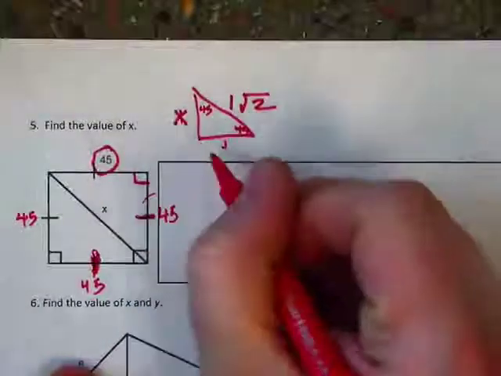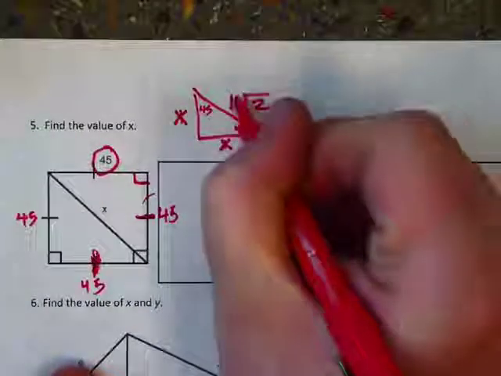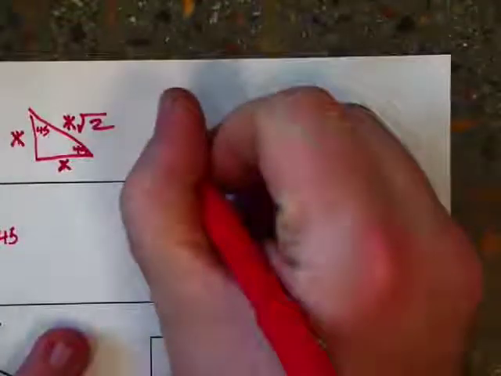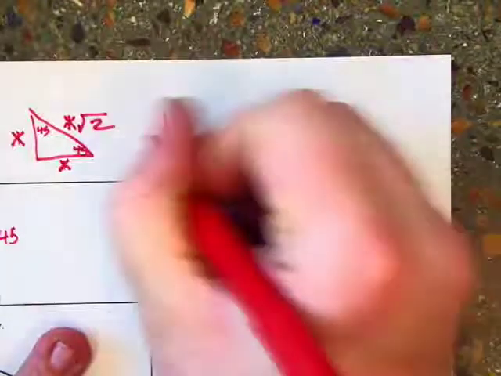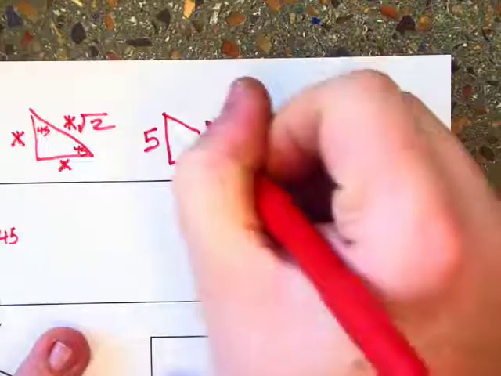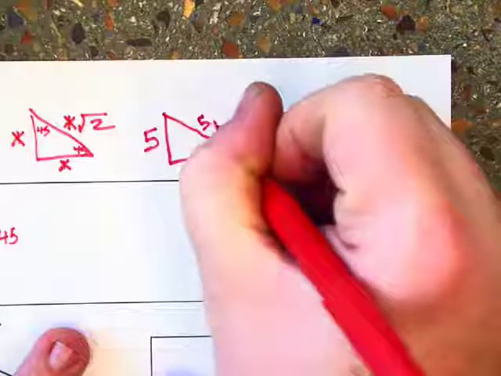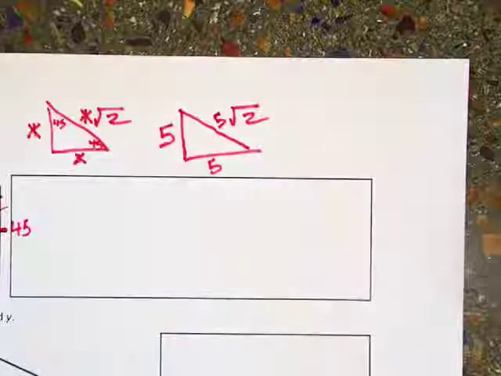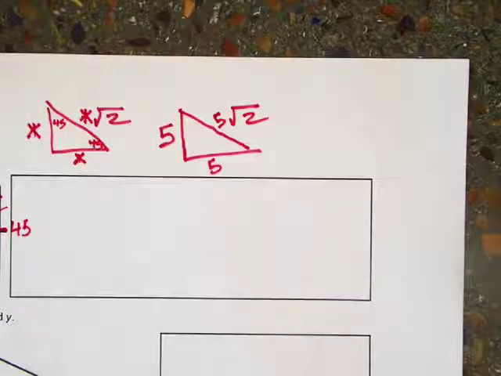So we take the side, and that side times the square root of 2. So if I have 5 and 5, this would be 5 times the square root of 2. And so on. It just goes right through it. So it's just x times the square root of 2.